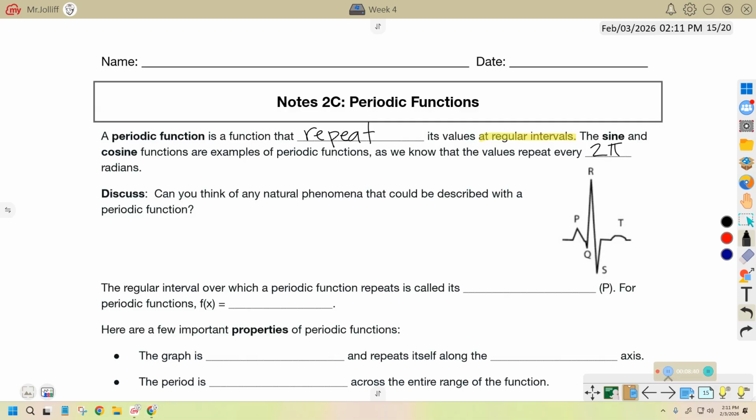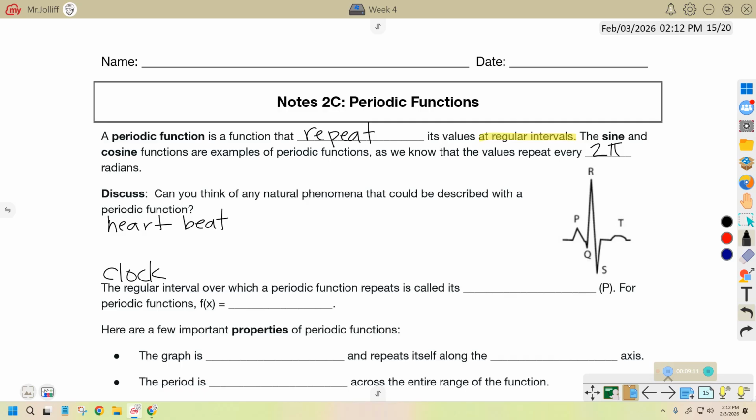Okay. Examples. Who has an example? We'll just go around the room. Bruno, what was your example? Very good. So heartbeat. We could have a clock. Hands on a clock, in a circle. We know circles repeat. Very good.